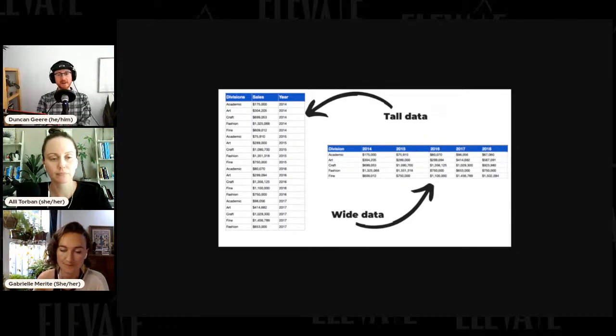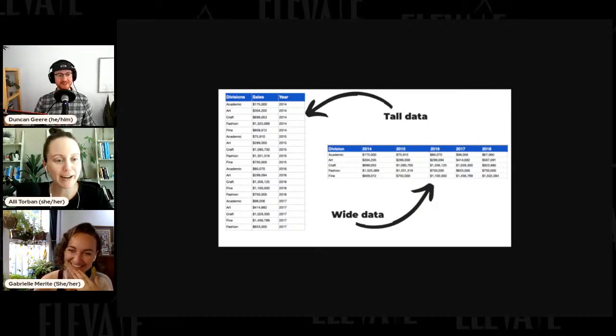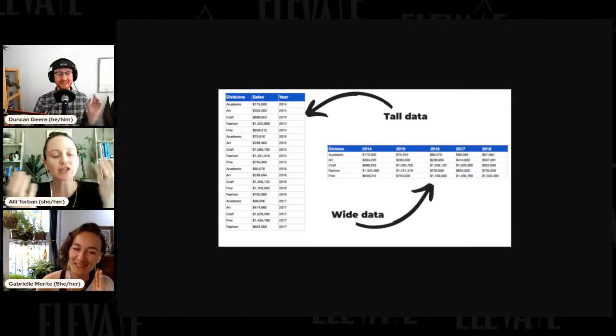Yeah, exactly. And one thing that is really nice is that if you've got tall data and you want to get wide data, it's really easy to do that in any spreadsheet program. What you want is called a pivot table. If you've never gotten into pivot tables, this is the magic. This is my favorite tool ever. Yeah. But you can't go the other way, right? No, the other way is so painful. You can't. It's so hard.